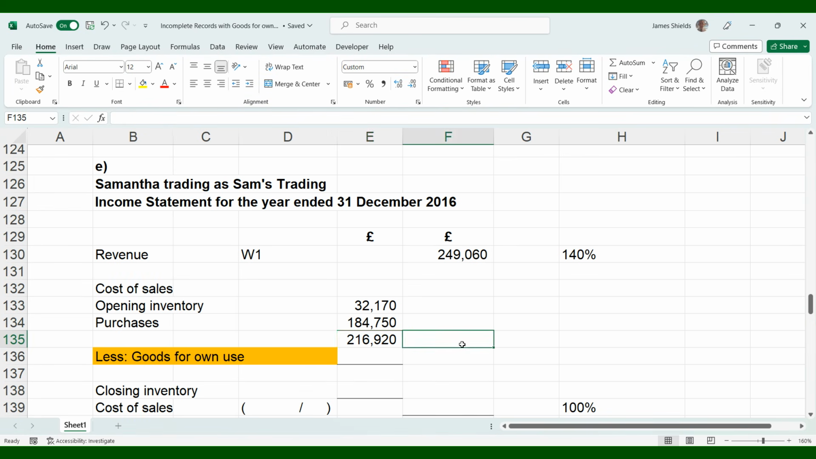£216,920. Now we were told in the question that Samantha's taken goods for own use. So they're going to have to go underneath in a few moments. What they were, we don't know at the moment. We can calculate them in a minute.